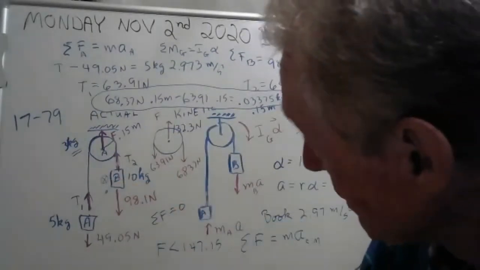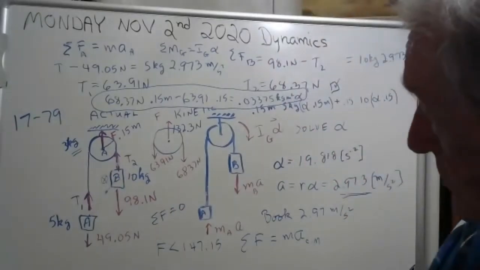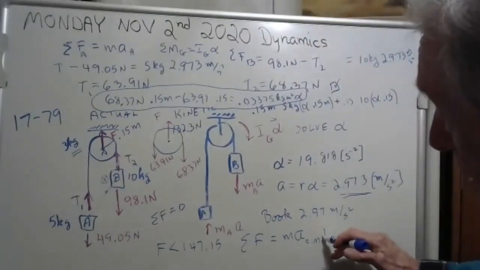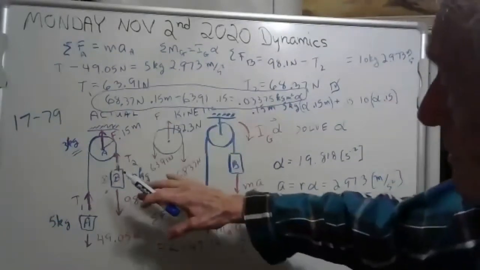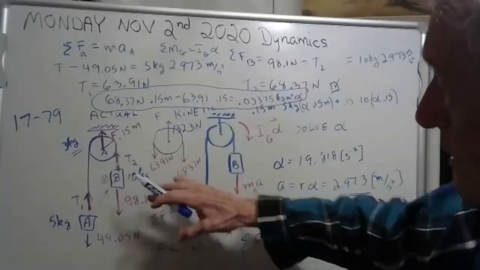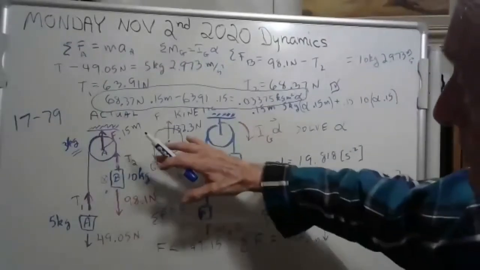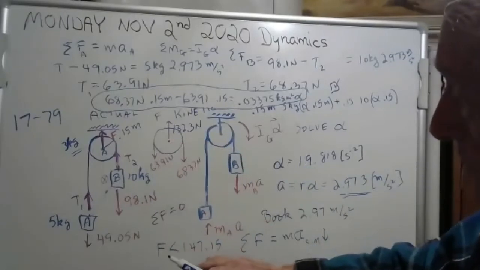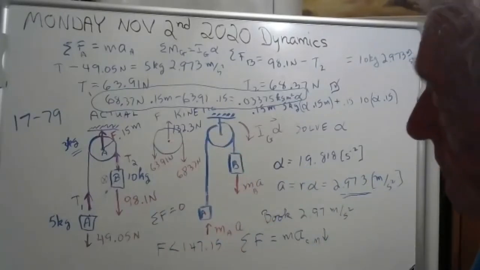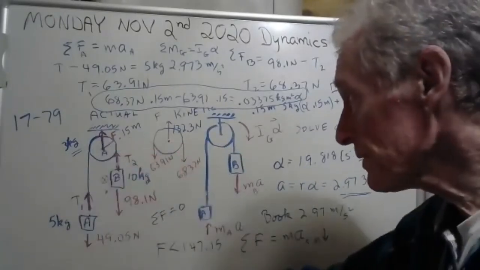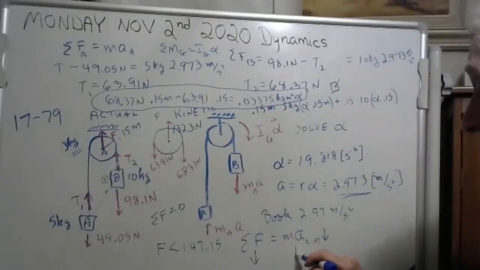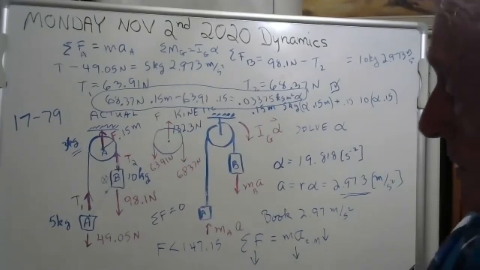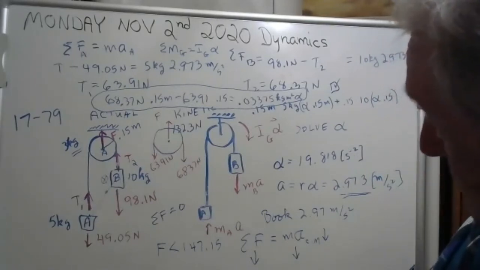But regardless of where it is exactly, it's going down because the sum of the forces is going down, isn't it? Don't these 2 add up to 132, which is less than 147? So there's more force going down than up. And so if the sum of the forces is down, the acceleration of the center of mass is down.